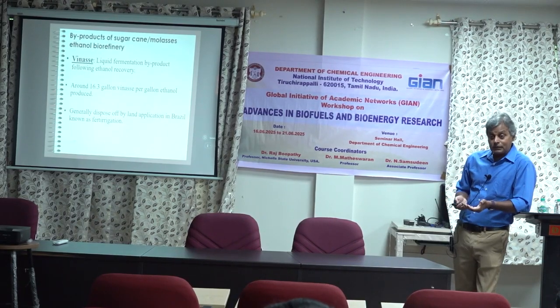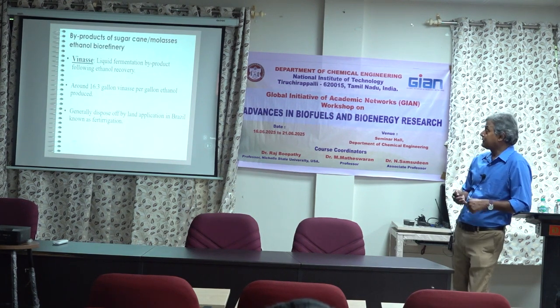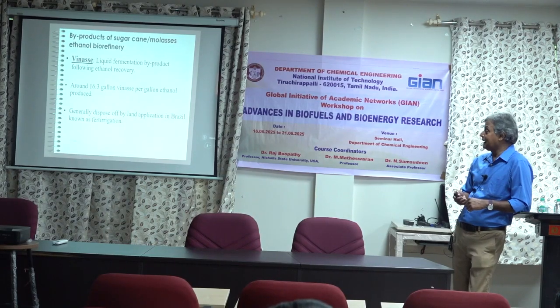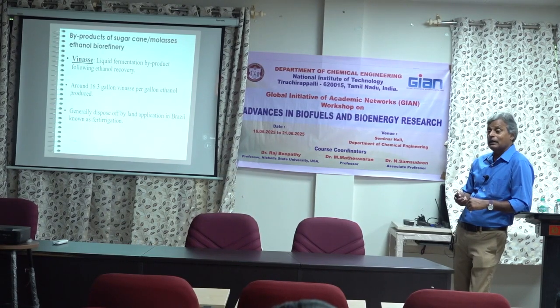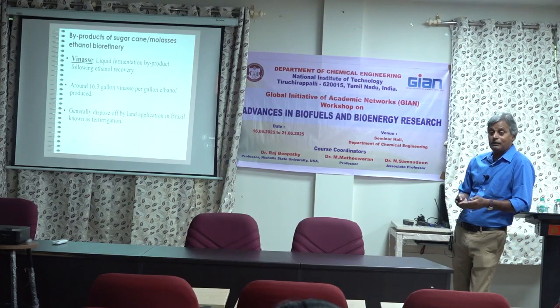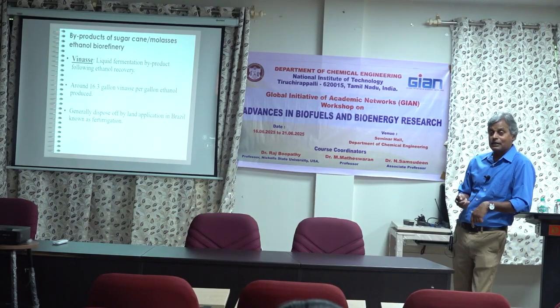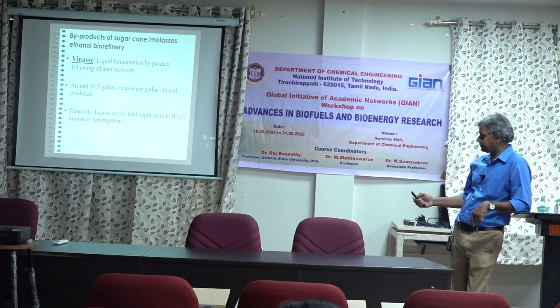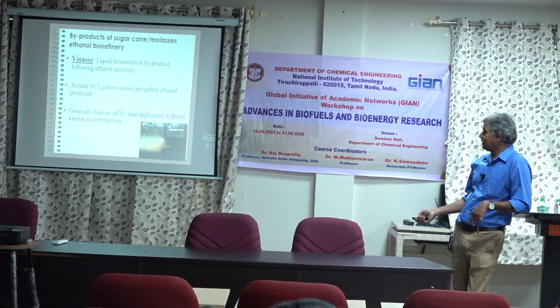Vinasse is the liquid waste that comes out of the sugarcane factory. It's a liquid fermentation byproduct following ethanol recovery. It's around 16.3 gallons of vinasse per gallon of ethanol produced. Okay, a lot of water in it. So generally, in Brazil they use it as a fertilizer. They put that back into the ground. But you can extract sugar out of that. There's a lot of sugar in that vinasse. So that's how it looks.